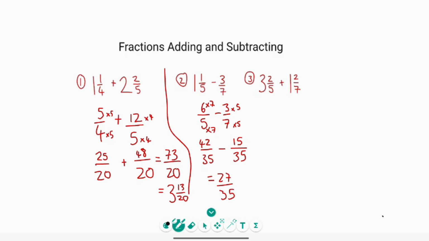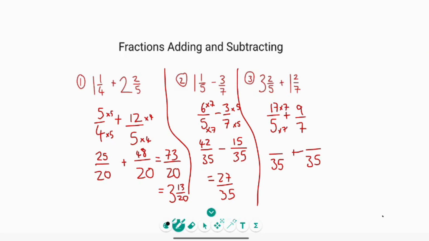And this last one, 3 and 2/5 plus 1 and 2/7. Again, change them into improper fractions. 3 times 5 is 15, add 2 is 17. 1 times 7 is 7, add 2 is 9. Times by 7, times by 7. I'm going to use my calculator for this. 17 times 7 is 119. Times 5, times 5. 9 times 5 is 45.